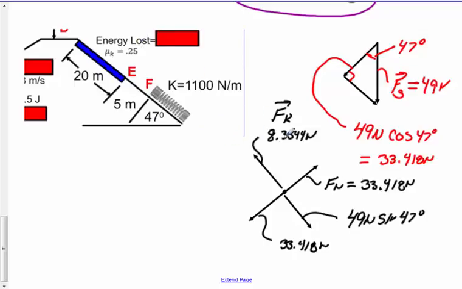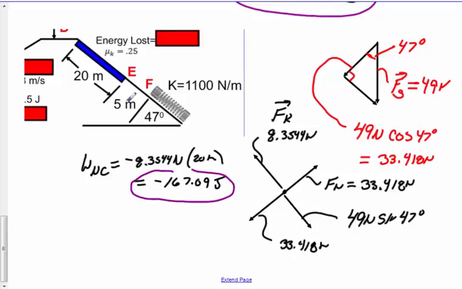So to find the energy loss, all I have to do is take this value times 20, because that's the application of the force all the way along 20. I multiply that by 20, and my work done by non-conservative force, again, is going to be negative 8.3544 newtons times the distance of 20 meters. When I do that value, I will get minus 167.09 joules. So that's the work done by non-conservative forces between here and here.